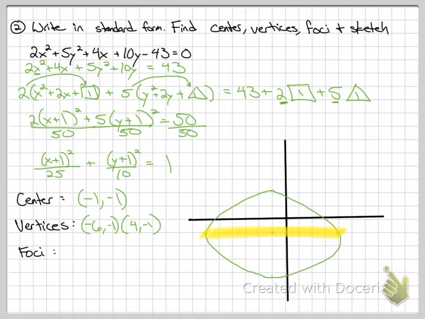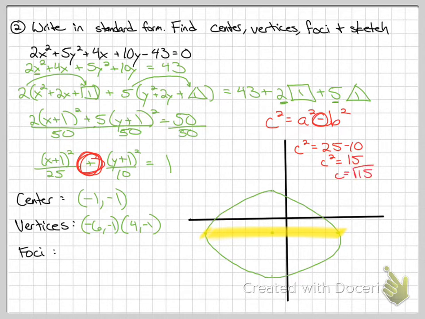Foci, we need to use our c squared equation. Remember, an ellipse has a plus in the middle, so that means your c squared equation has a minus in the middle. So c squared is equal to big minus little. C squared equals 15. C is the square root of 15.